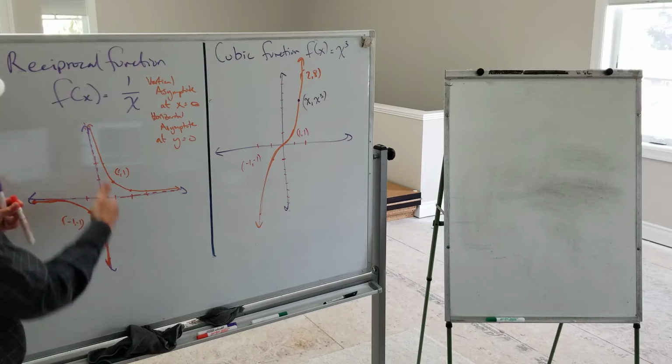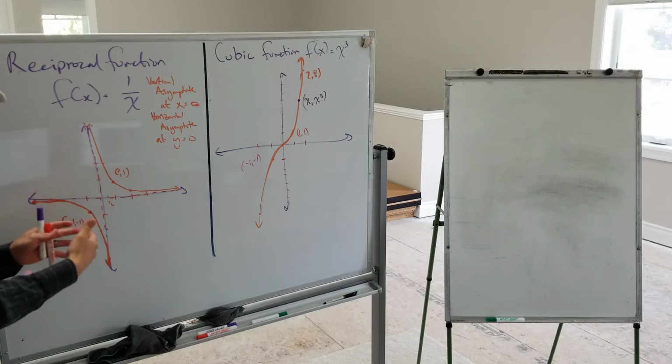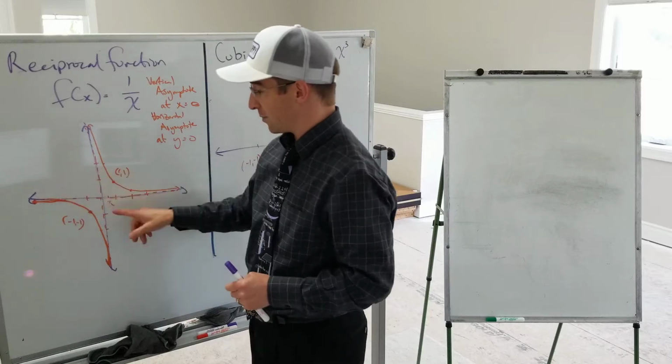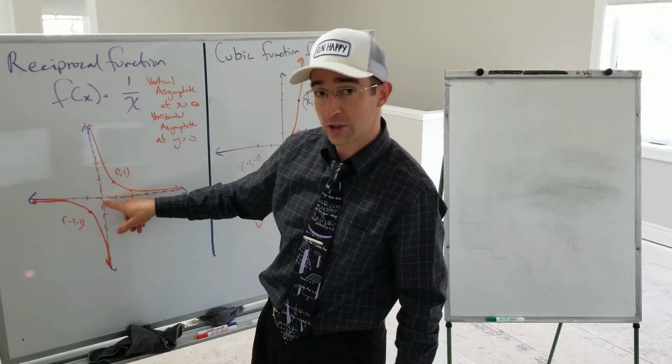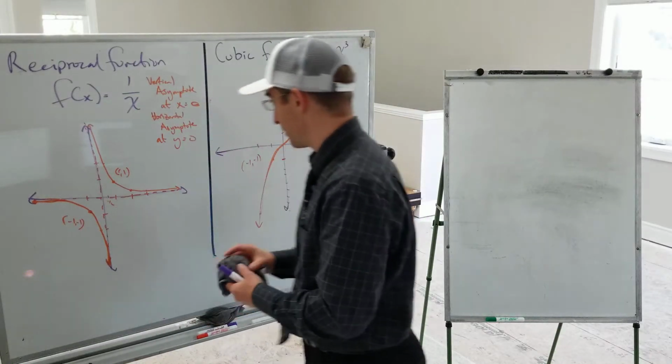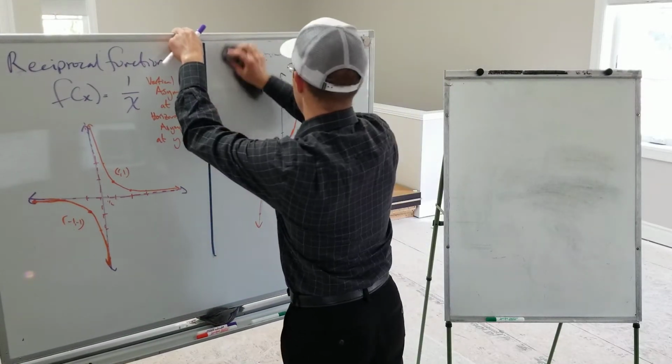All right, and the trick here, whenever we're doing shifts or translations with this, you want to translate these asymptotes, because the asymptotes here cross at 0, 0. So they make kind of a plus sign right there, 0, 0. Okay, so that is the reciprocal function.